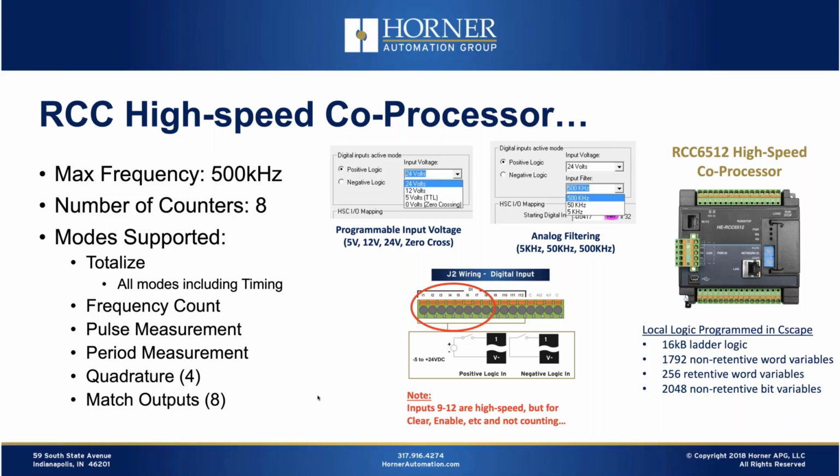So all the totalizing modes, frequency counting, pulse measurement, period measurement, quadrature, and from a quadrature standpoint, we can support 4 quadrature channels. So our other products max out at 2. With this product, we can do up to 4 quadratures. And we can mix and match between quadrature and totalizing, counting events versus counting time ticks, all those sorts of things. Highly configurable. And then we have up to 8 match outputs, which means those are digital outputs which we can fire based on an accumulator value. And that could represent an encoder position, that could represent a certain number of counts, whatever the case may be.